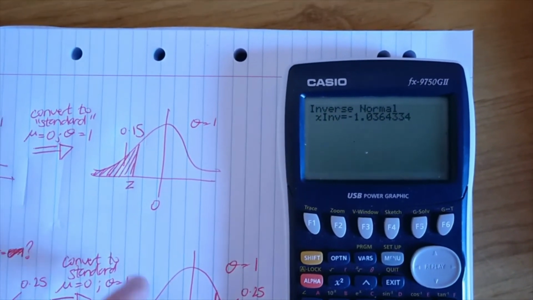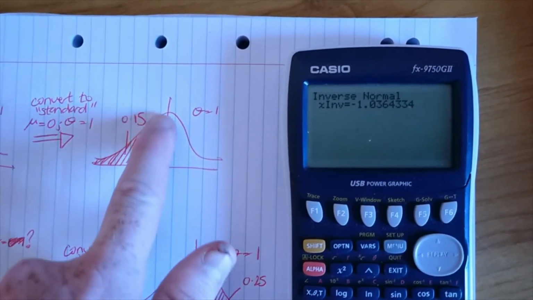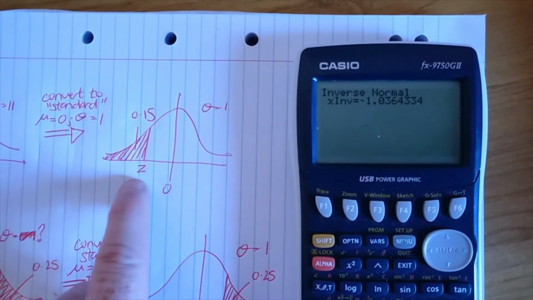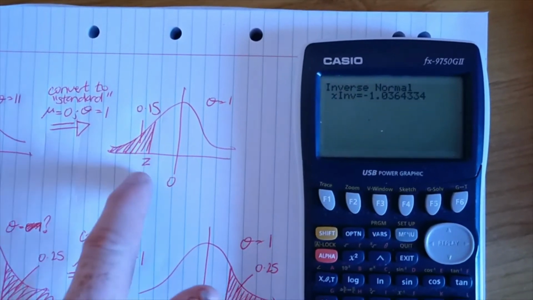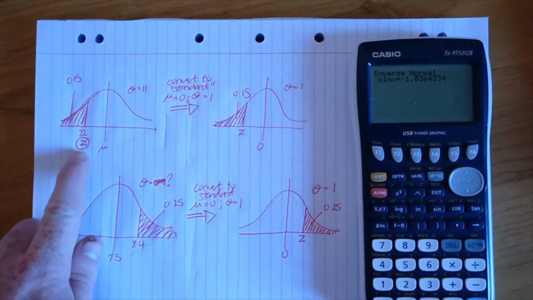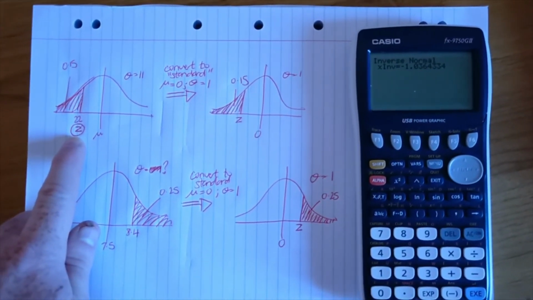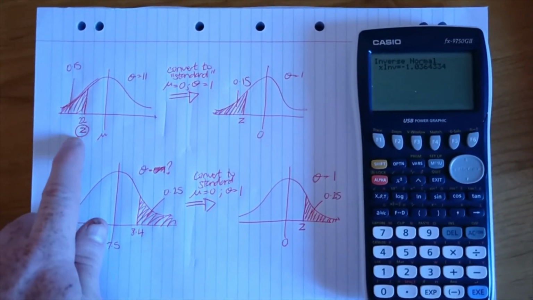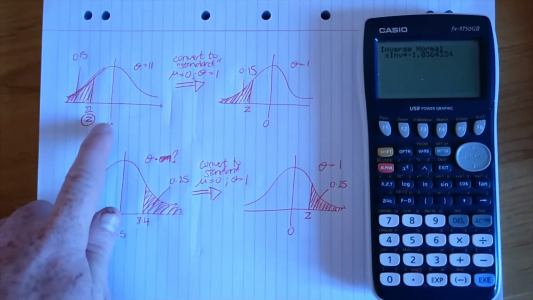1.0364. And if you think about the graph, here's our 0 value. We're below 0, so we're expecting a negative number. So that answer makes sense. So that would be the Z value that you'll need, which is the equivalent of 22 over here. So it's about 1 standard deviation away from the mean.